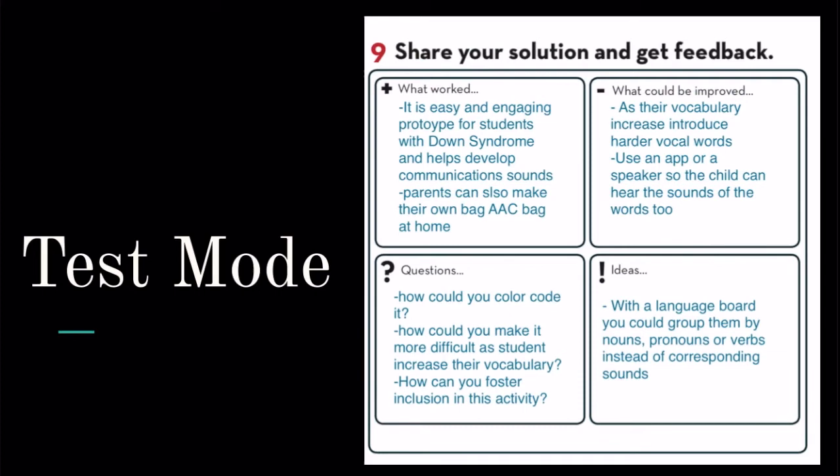For things that could be improved, my partner identified that as their vocabulary increases, maybe to introduce harder vocabulary words or use an app or a speaker so the child can hear the sounds of the words as well. Some questions that my partner had would be, how could you color code it? Or how could you make it more difficult as the students increase their vocabulary? How can you foster inclusion in this activity? An idea they had was that with a language board, you could group them by nouns, pronouns, or verbs instead of corresponding sounds.